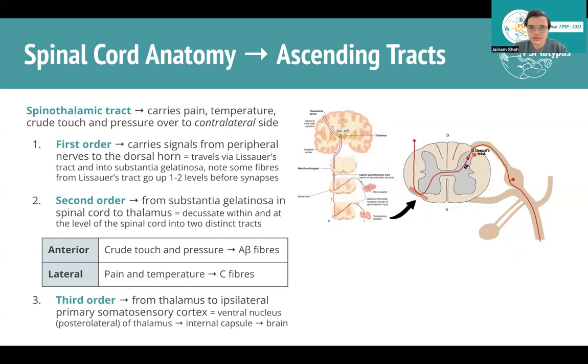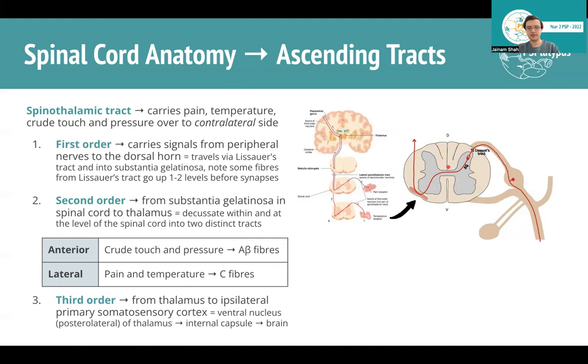But then it travels through this thing called Lissauer's tract. I've just drawn a little circle there, which is supposed to represent Lissauer's tract. And then into the substantia gelatinosa, the SG here. The important thing here is that some fibers from Lissauer's tract actually go up one or two levels before they synapse. So this diagram is not representative of this. What actually does happen is sometimes the fiber coming in goes up a level or down a level or a couple of levels, and then it goes through the same pathway, but just at a different spinal level.